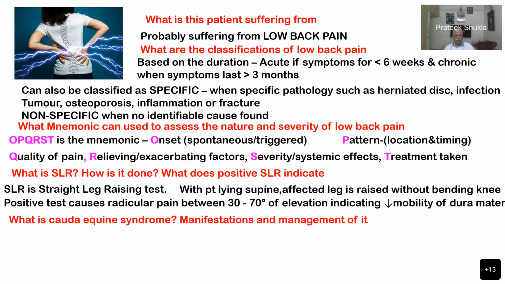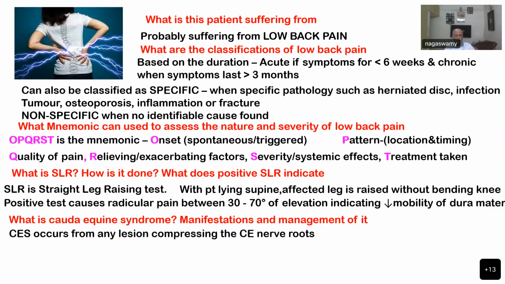What do you understand by that term, first of all? Cauda equina. Equina means horse. Cauda means tail. So how does a horse's tail look? It looks like a lot of hair, isn't it? Individual nerve fibers, that is why the name is given. It occurs from any lesion compressing the cauda equina nerve roots.